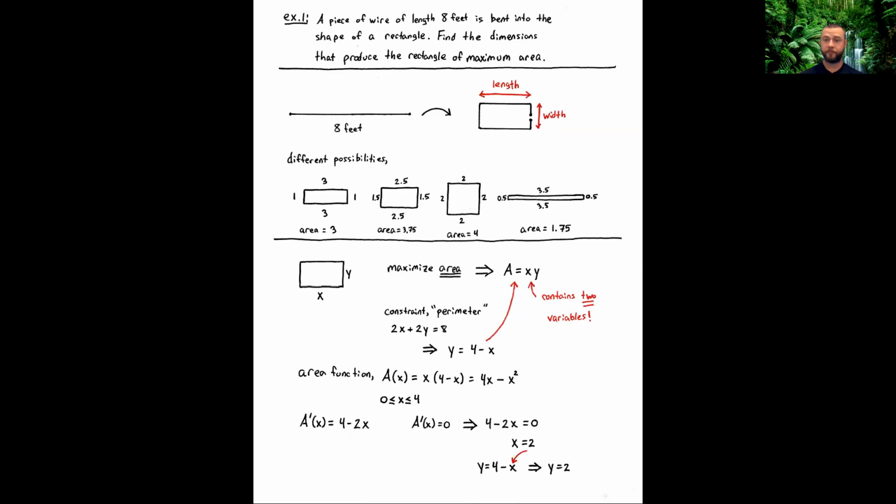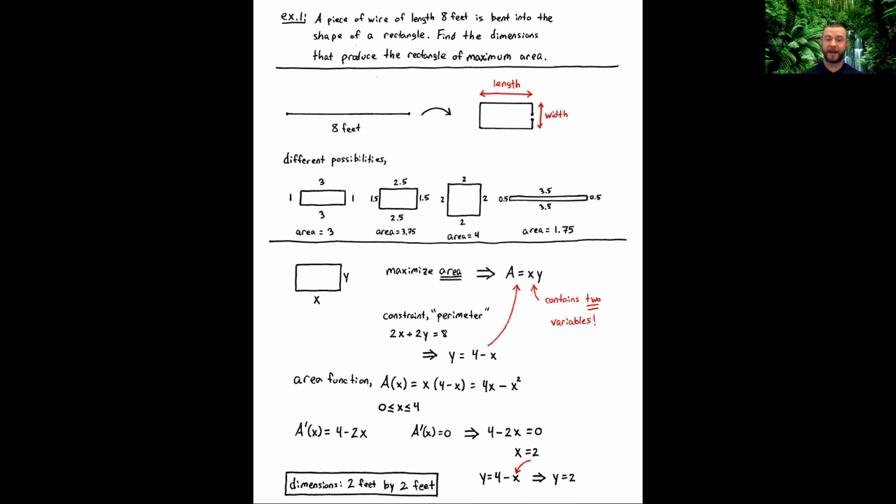And if we plug in x equals 2 to that constraint, we find that the y value also comes out to 2. So our dimensions that answer the question turn out to be the special case of a rectangle where the length and width are equal. The dimensions that maximize the area are 2 feet by 2 feet. And we were right. The biggest area we can create is that third configuration, a 2 by 2 rectangle, where the maximum area we can produce with a length of wire of 8 feet is 4 square feet.